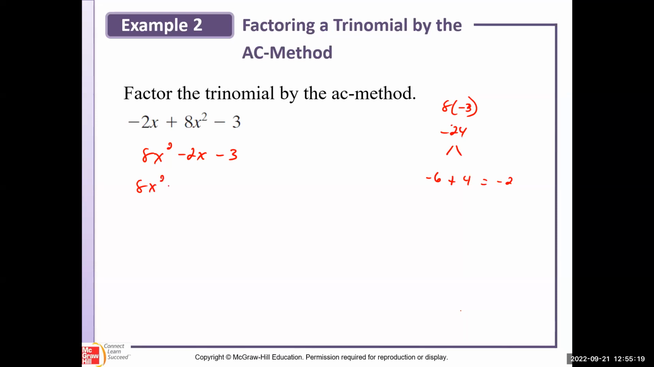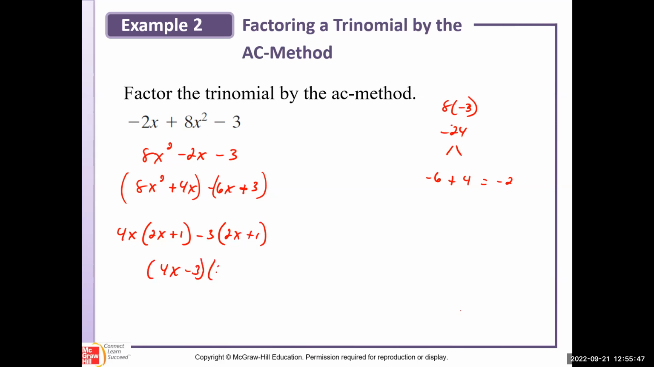So 8x squared. This one, I'm going to do the positive 4x, and I'm going to do the -6x in this one. So remember, if there's a negative outside, that's going to turn into a positive. If I factor out a 4x, I'm going to end up with 2x plus 1. Here, if I factor out a 3, I'm going to end up with 2x plus 1. So remember, you have to have the same thing within the parentheses. And so this one factors out to 4x minus 3 times 2x plus 1.